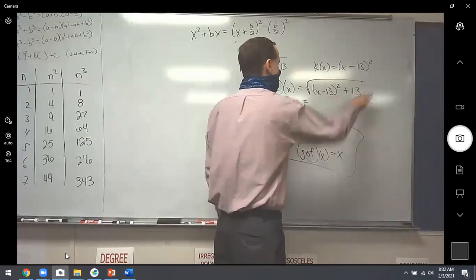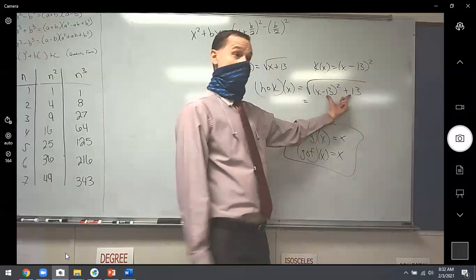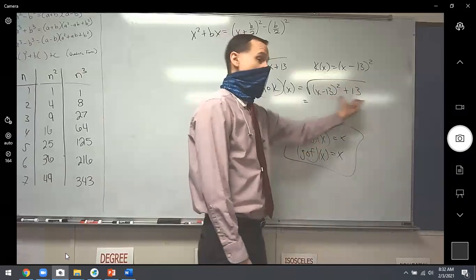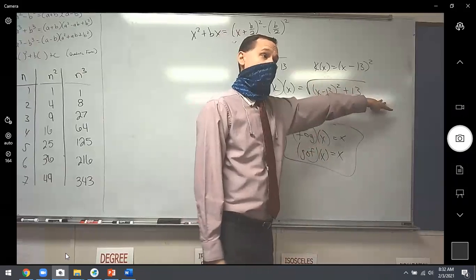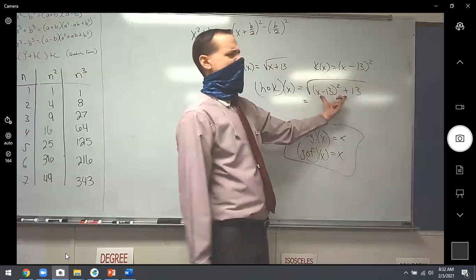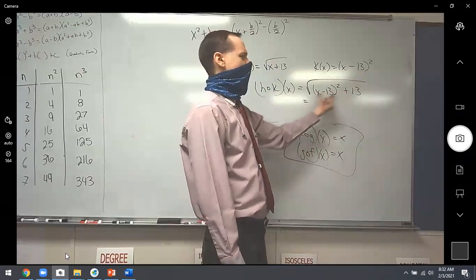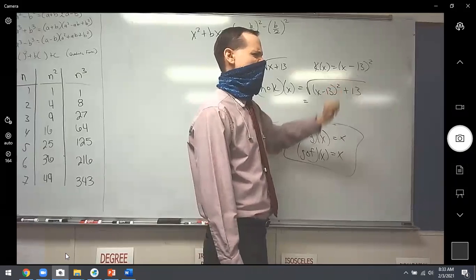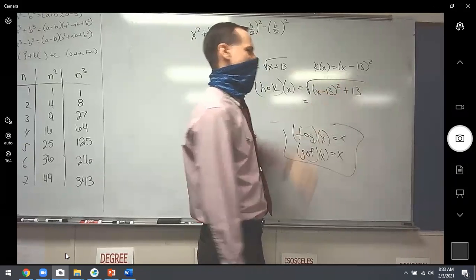What would this have to be to turn into x? It would have to be x squared. Would you agree? If this was x squared, then the square root would be x. I don't think this is x squared, do you? If you distribute this out, this times this, and add 13, would that be x squared? Not exactly. It'd be some other mess.